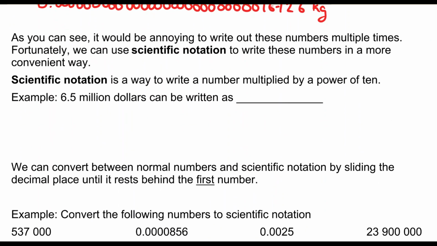So as we can see, it'd be pretty annoying to write out these numbers multiple times. Fortunately, we can use scientific notation in a more convenient way. Scientific notation is a way of writing a number multiplied by a power of 10. 6.5 million can be written as 6.5 times 10 to the power 6.